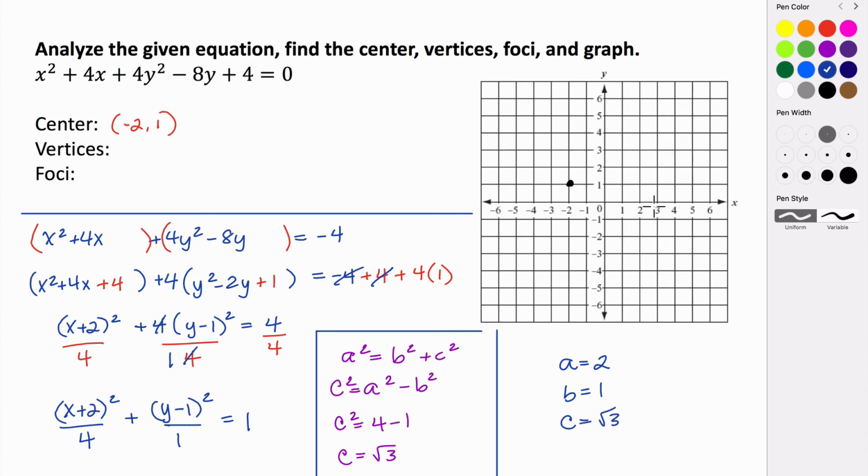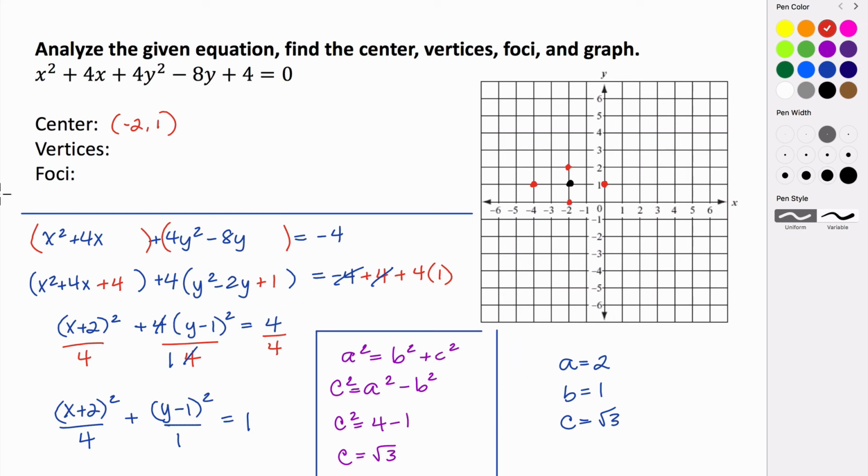All right, so now we can use all this information to plot our vertices, the foci, and sketch our graph. Our major axis is going to be parallel to the x-axis. So that means that we're going to be moving 2 units to the right and left of our center. So 2 units to the right, and then 2 units to the left here. And then our minor axis is going to be up 1 and down 1, right here and here. So those are our points.